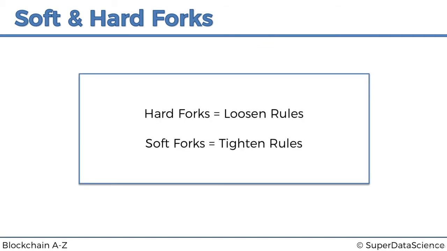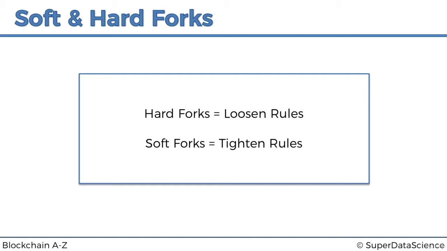This is the rule of thumb: hard forks loosen up rules, and soft forks tighten up rules. It might sound a bit counterintuitive, like you might think it's soft loosen, hard tighten, but it is what it is. We'll discuss a little later why the names might have been chosen as such. But in general, just remember this rule of thumb, that hard forks loosen up the rules, soft forks tighten up the rules, even if the definition is counterintuitive.